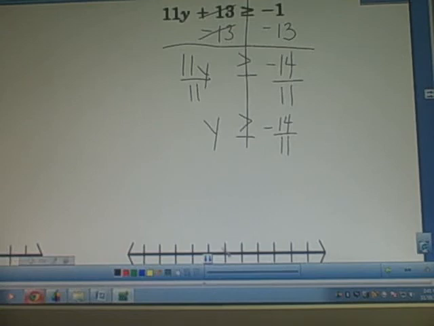And the last step is I'll come down to my number line. I'll go ahead and write it above. I'll put negative 14/11 over here. This is a closed circle on negative 14/11 for the equal to part of my inequality. Y is greater than, the larger side is pointing to the variable, therefore I need all the numbers that are larger than negative 14/11.